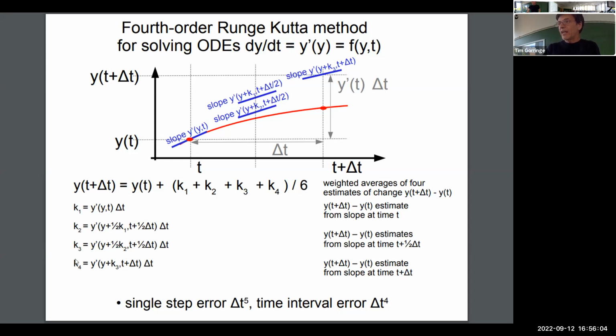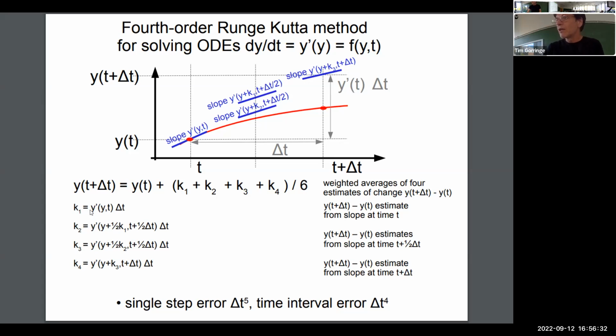These 4 Ks, which are all estimates of the change in the function: one of them is obtained as an estimate at the beginning of the time interval. So that was the one from the Euler method. Another one's an estimate from the end of the time interval that appeared in the Runge Kutta 2 method. And then 2 more come from estimates at the middle of the time interval.